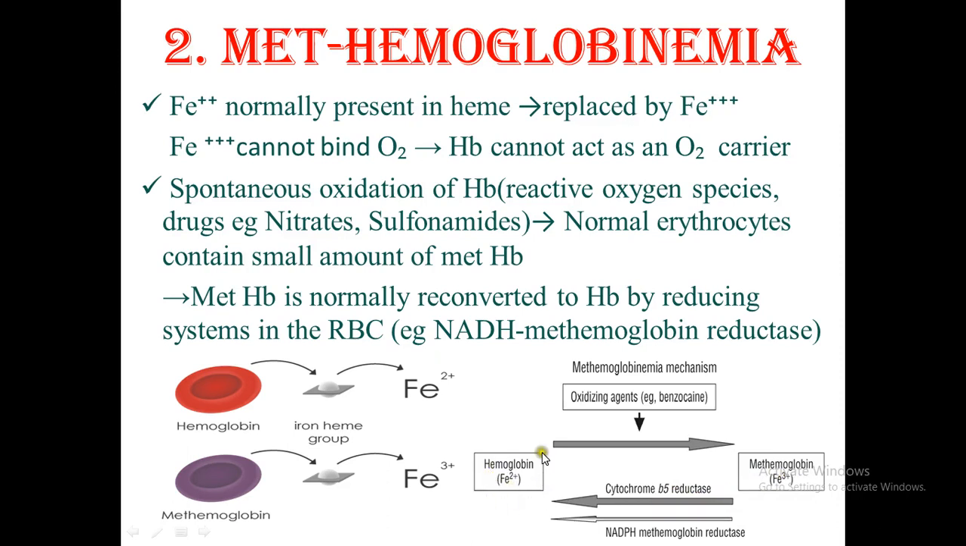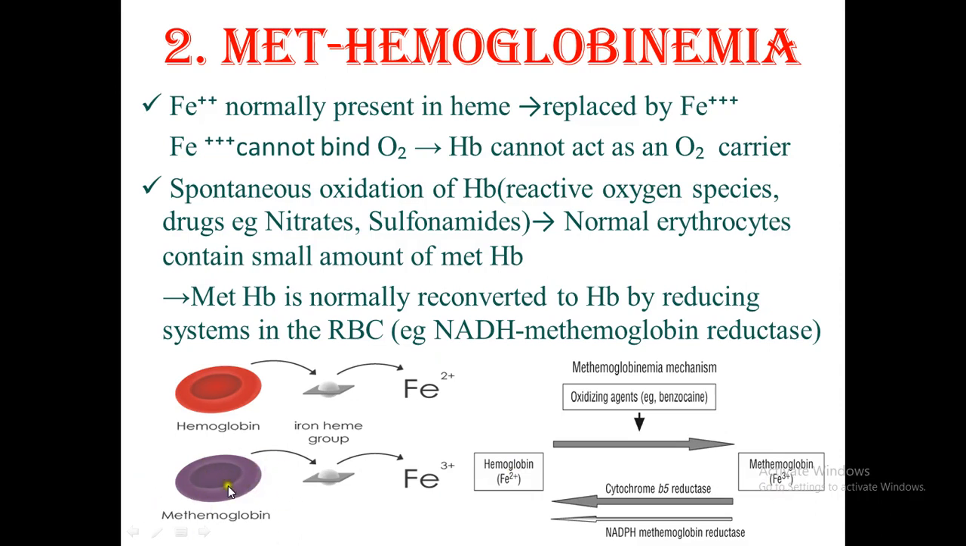ferrous form. The problem that arises in methemoglobinemia is that methemoglobin, which is normally reconverted to hemoglobin by reducing systems in the RBC, that is NADH methemoglobin reductase, in methemoglobinemia these are not working as efficiently. And thus the iron which once it changes from ferrous to ferric, now it cannot change back to ferrous. It remains in the ferric form, and thus in the ferric form it is called methemoglobin.